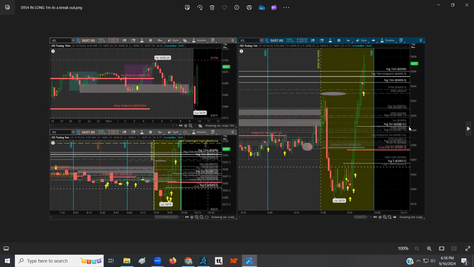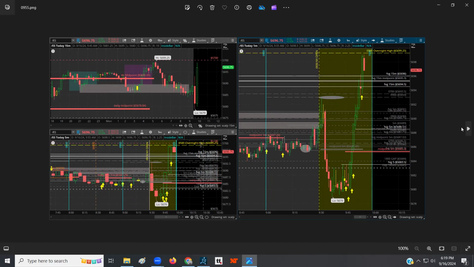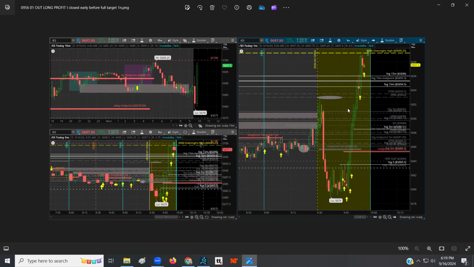0954, I went long again here. Key levels, nice. Went long right there. See how it looks on the 5-minute and 15-minute. 0955. So again, up here, key level, the overnight high. 0956, I closed my trade early before the full target. So I had a target a little bit higher, but I closed it before. Profit. Nice.